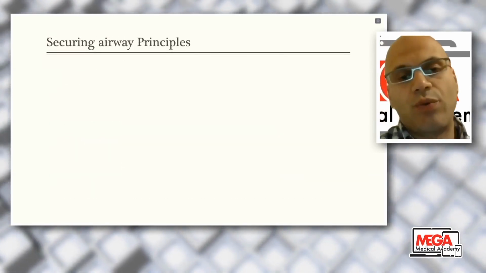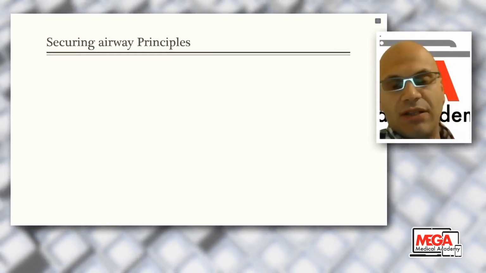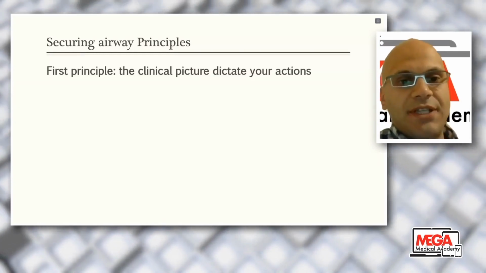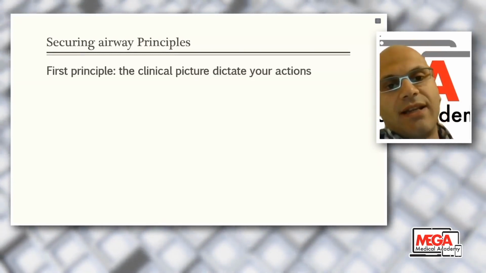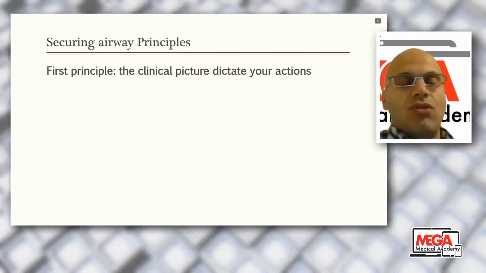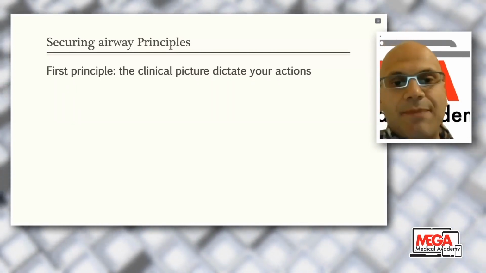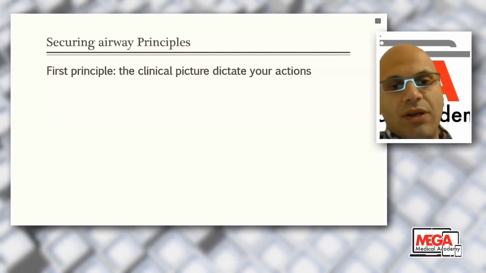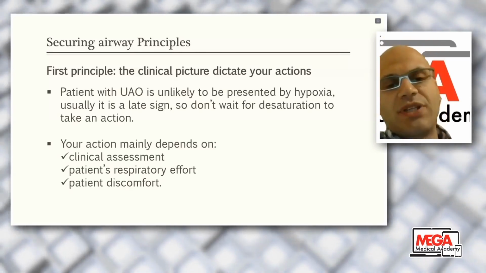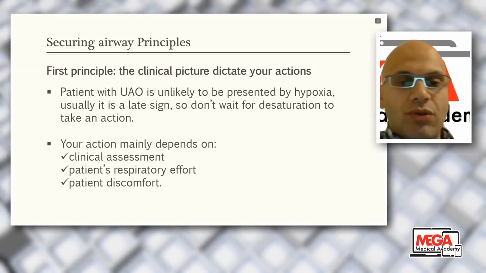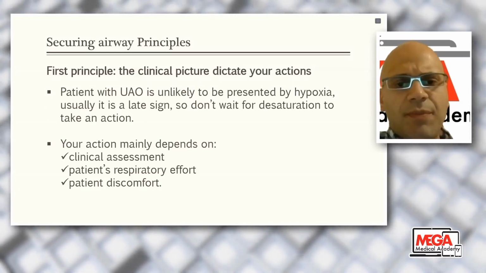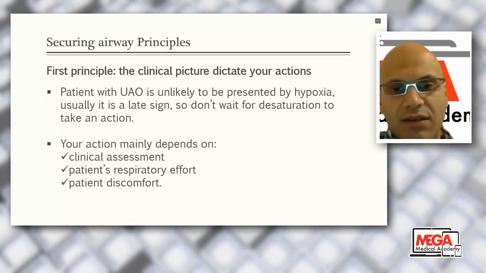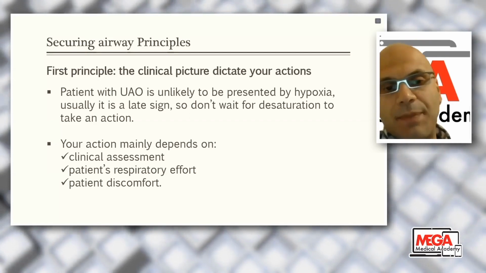So it will be very difficult in this case, even with awake fiber optic. To secure the airway, we have 5 principles, and you should keep them in mind while thinking how to manage the airway in upper airway obstruction. The first principle: the clinical picture dictates your action. Don't wait until the patient is hypoxic or desaturating to decide to secure the airway or go for intubation. Usually hypoxia is a late sign. Your decision should be based on your clinical assessment, the patient's respiratory effort and discomfort, and the pattern of the pathology itself.